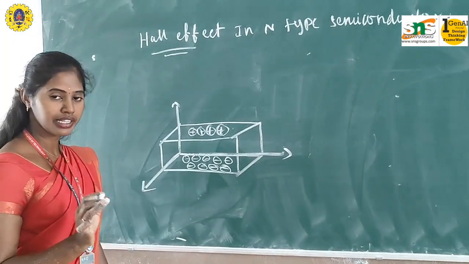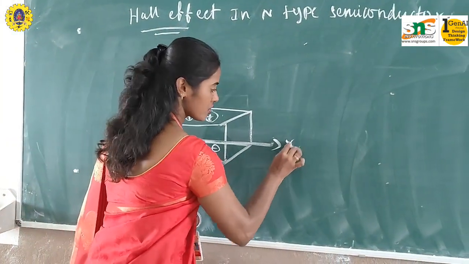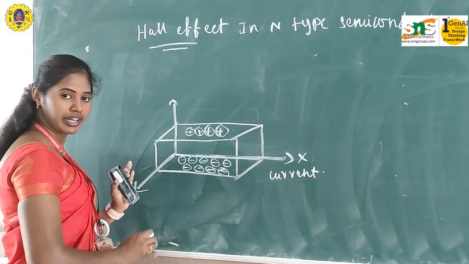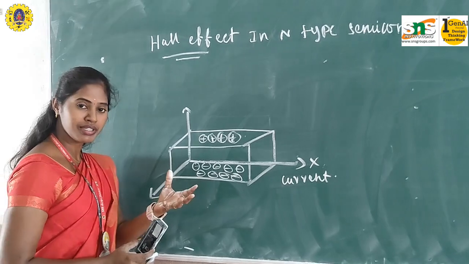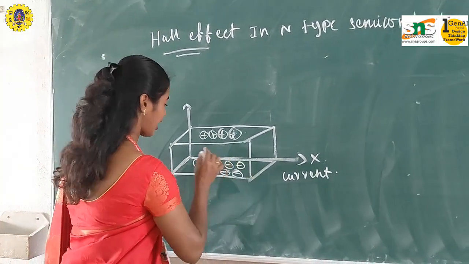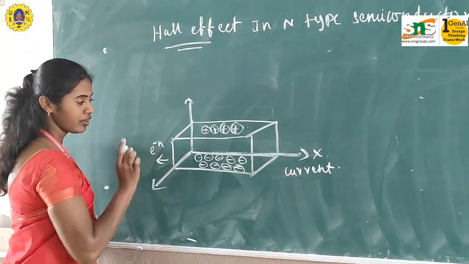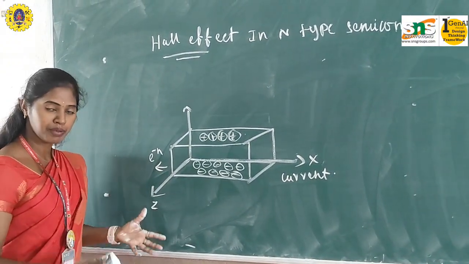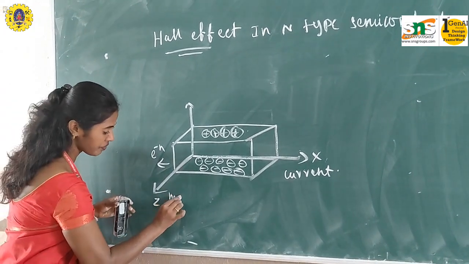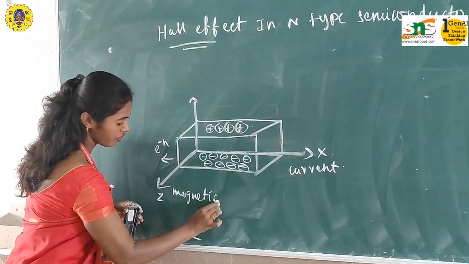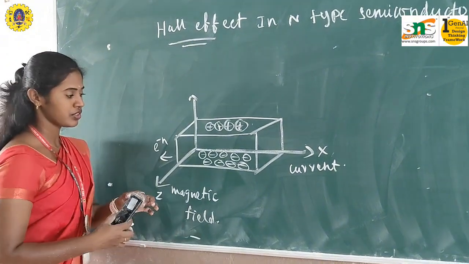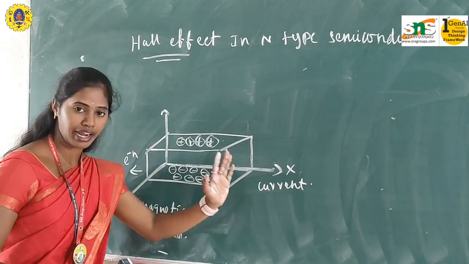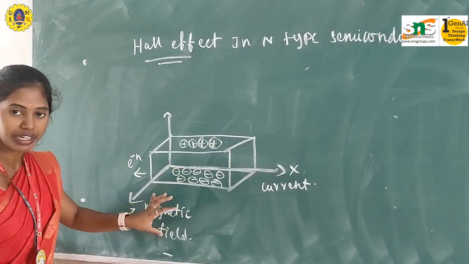Now the current is applied through the positive x direction, from left side to right side. So the electron direction will be from right to left. Now the magnetic field is applied in the z direction. The current is applied through the positive x direction, from left to right, and at the same time we have applied magnetic field in the z direction.